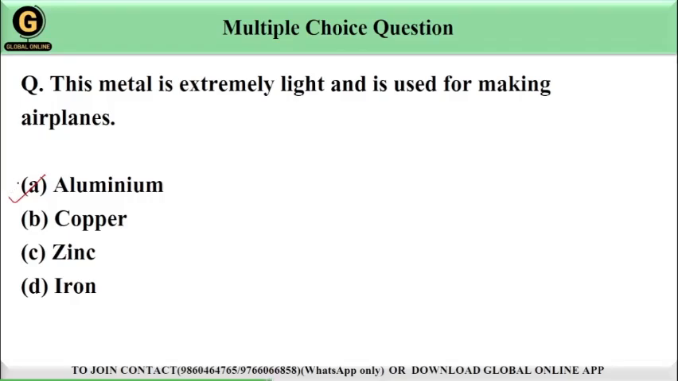Its low density reduces the overall weight of the aircraft, enhancing the efficiency of that aircraft. So the correct answer will be option A, aluminium. Guys, let's move to the next question.